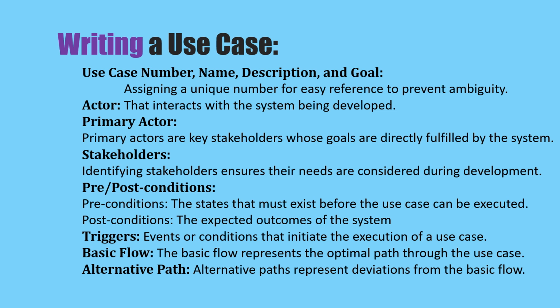Basic flow. The basic flow represents the optimal path through the use case where all steps execute successfully without encountering any errors or exceptions. Alternative paths represent deviations from the basic flow, typically due to errors, exceptions, or unexpected events.